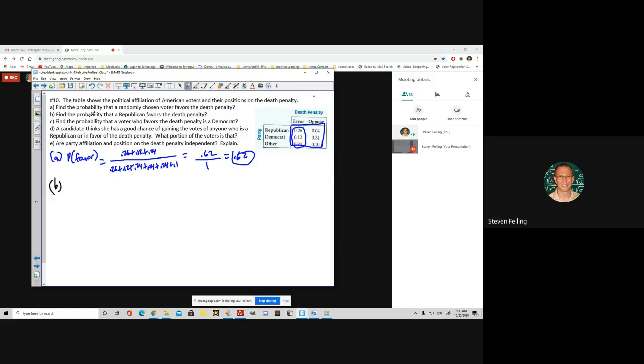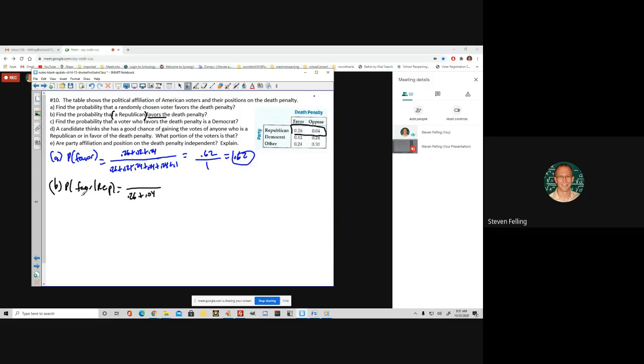Part B says find the probability that a Republican favors the death penalty. Favors the death penalty is what we're finding the probability of, and this wording suggests that being a Republican is a condition. So we want to say just considering the Republicans. So we want the probability of favoring the death penalty given that you're Republican. So we're not going to have the entire table. We're going to have just the Republicans. So that would be this portion, the 0.26 plus 0.04.